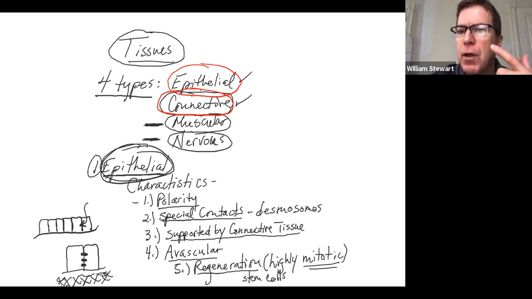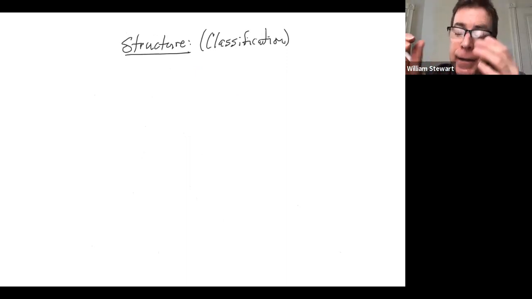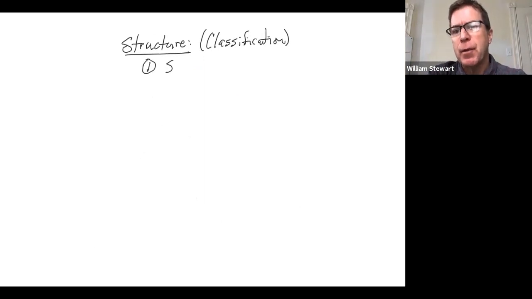Now I'm going to get more specific and talk about the structure of epithelial tissue. So we're still just talking about number 1, epithelial. Just going with structure, and then in parentheses, classification. Different types of epithelial tissue can be classified, and they're based on 2 factors. Classification, how we put them into groups, is based on 2 factors. The first one is cell shape. And the second is the number of layers of cells.